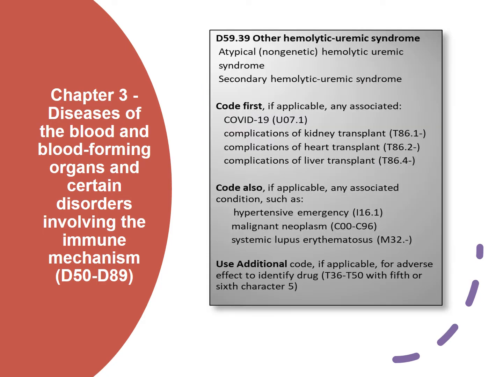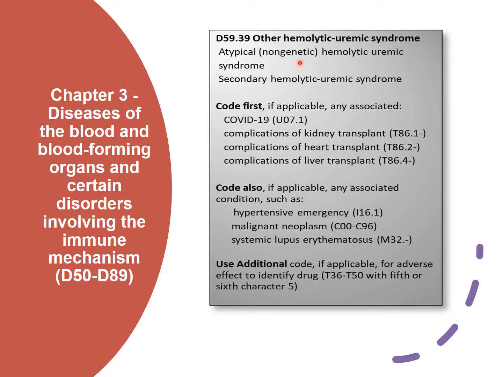Next one is D59.39 other hemolytic uremic syndrome. It is also called atypical hemolytic uremic syndrome or secondary hemolytic uremic syndrome. It has three conventions: code first, code also, use additional code. Coming to the code first condition, these are the causal conditions. They should be reported as primary diagnosis, and D59.39 should be reported as secondary diagnosis.